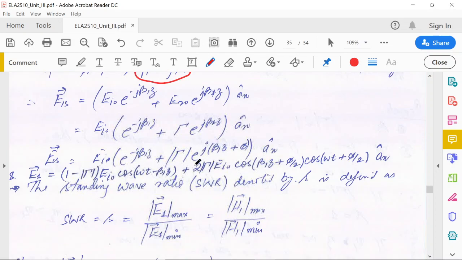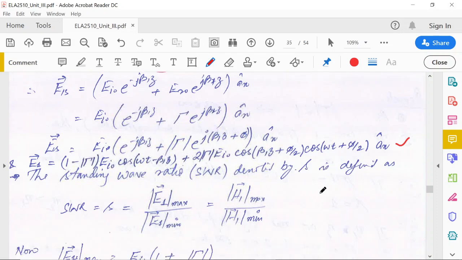When you take its time form, that is the instantaneous total electric field, you will find this is the expression for the total electric field with the time variation also. Now the standing wave ratio, SWR, is defined as the magnitude of the maximum value of this total electric field divided by the magnitude of the minimum value of the electric field, so E1 maximum over E1 minimum. So first of all, we need to find the magnitude of the maximum value.